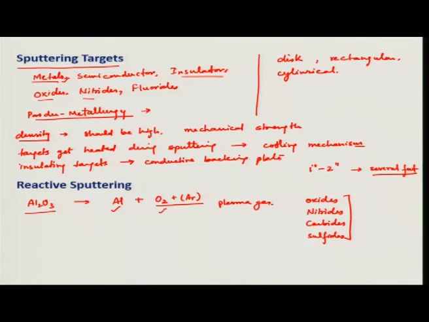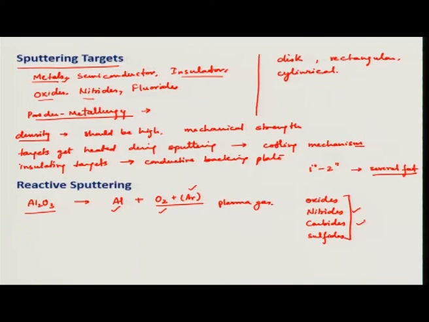Your main plasma gas will remain argon, which is neutral, but you can adjust the oxygen partial pressure to adjust the stoichiometry of your oxides. Similarly, for nitrides you can use ammonia or nitrogen. For carbides you can use some carbon containing gases like methane. So reactive sputtering can be used to give a more versatile look to this sputtering process, and it is a very widely used large area deposition process in industry.